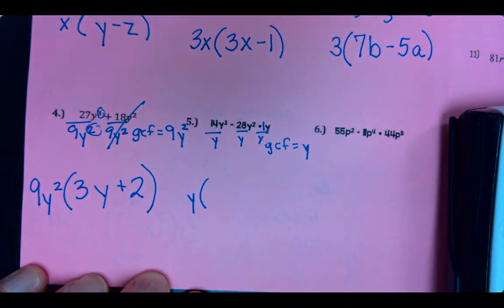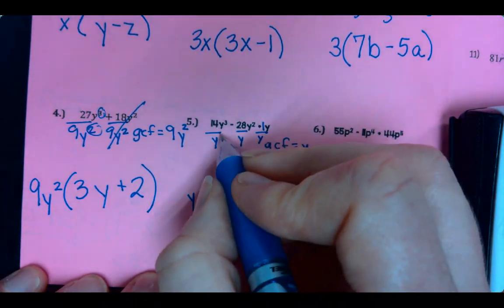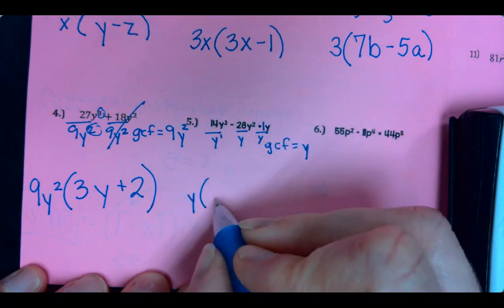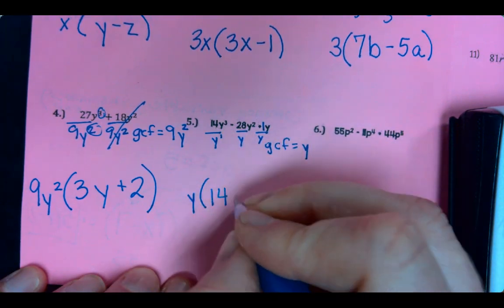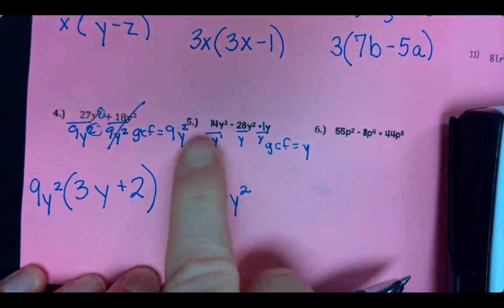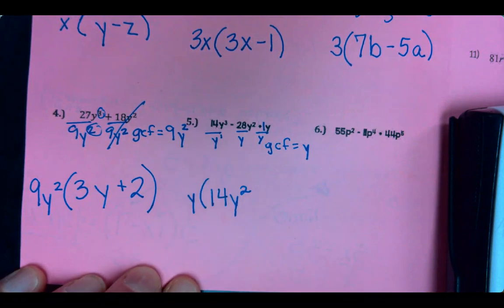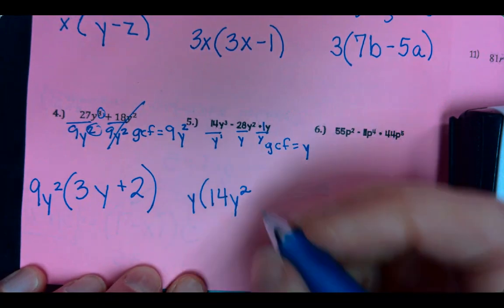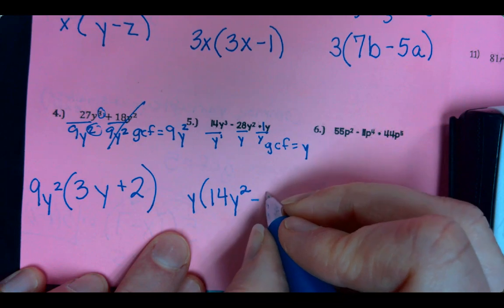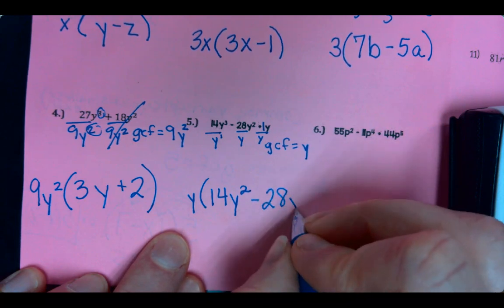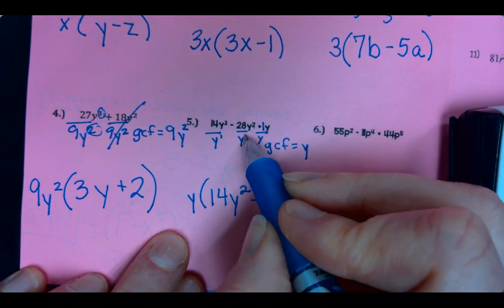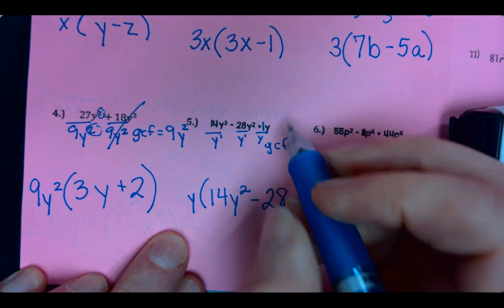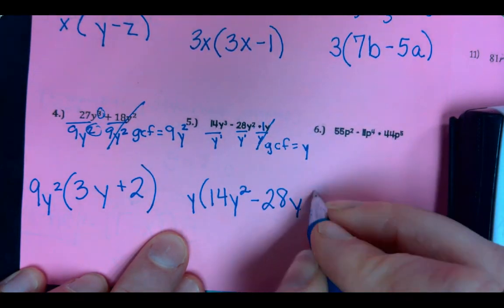So remember, when you divide, you're going to subtract your exponent. So it's 3 minus 1, 14y squared, exactly. Because we can't get rid of the 14 because we didn't factor any numbers out. And then minus 28y, yep, because y squared and 1 make just y. And then y and y cancel, so it's just plus 1.